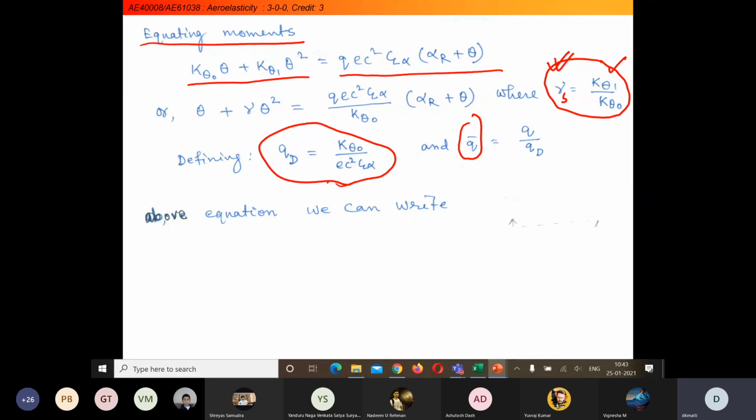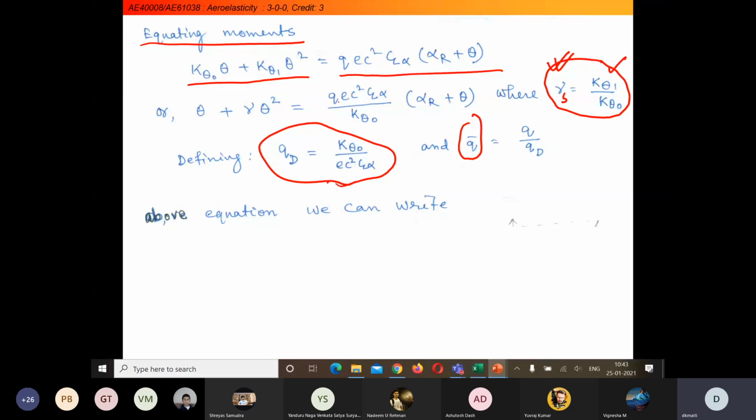So it will be theta plus gamma, this k theta 1 by k theta naught. So gamma theta square, and this will become q e c square C_L alpha by k theta naught. So this term will be considered as q d, and that multiplied by alpha r into theta.